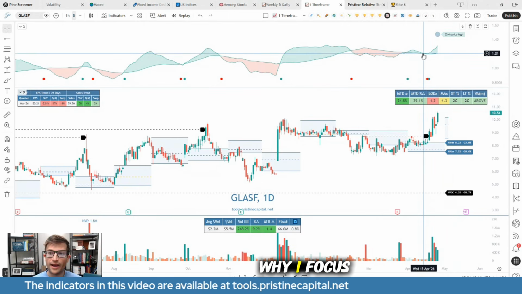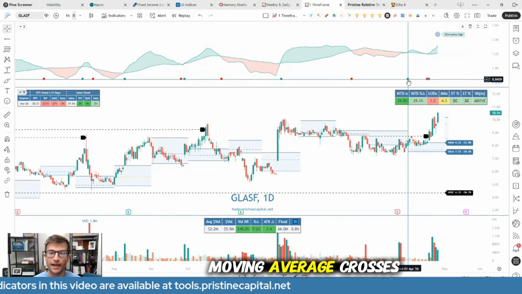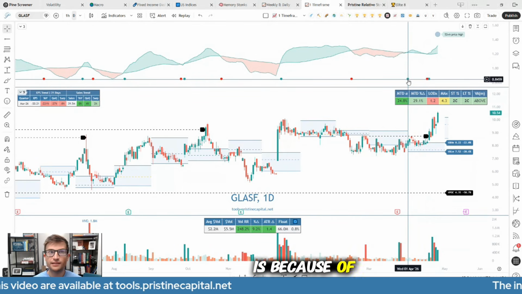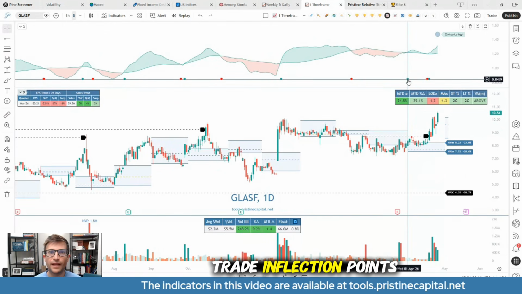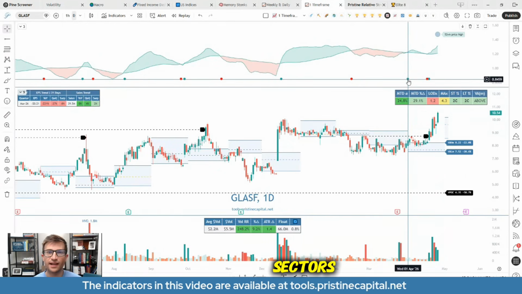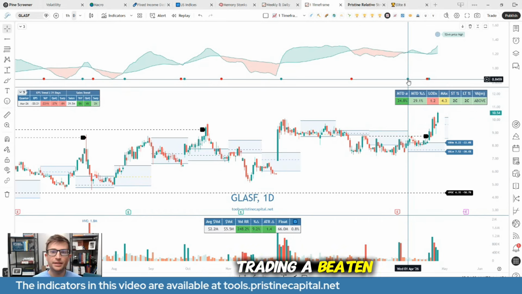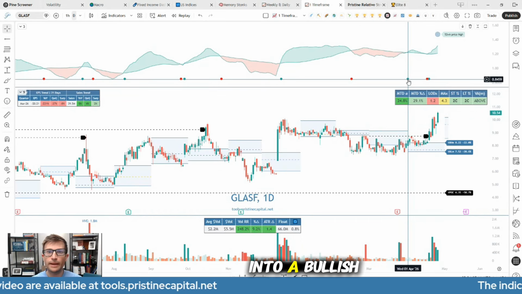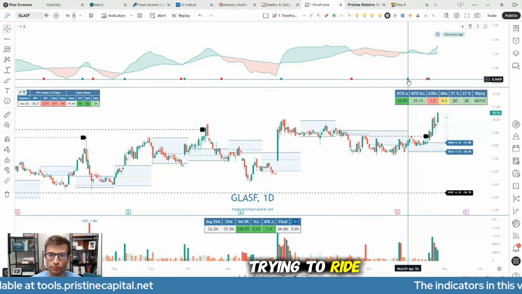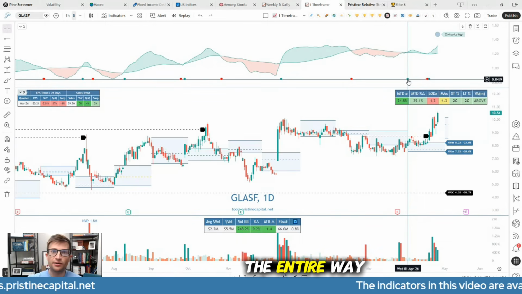The main reason why I focus on relative strength moving average crosses is because of my unique trading style. For the most part, I like to trade inflection points in stocks and sectors. So I like trading a beaten down sector that is just starting to shift into a bullish trend, and I like trying to ride that trend the entire way higher.